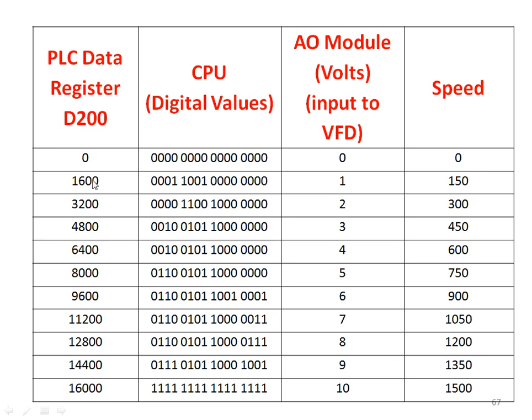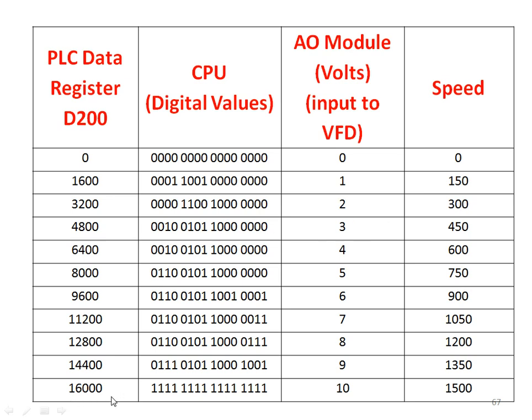If I pass 1600 in the data register D200, then the CPU will convert this decimal number into the equivalent binary value. The binary number is given to the analog output, which will provide 1 volt. If I apply 1 volt, then the machine speed will become 150. Similarly, if 3200 is given in the data register, the PLC converts this decimal into binary. Binary goes to the analog output, which runs the VFD, and the VFD runs the machine at 300 RPM.